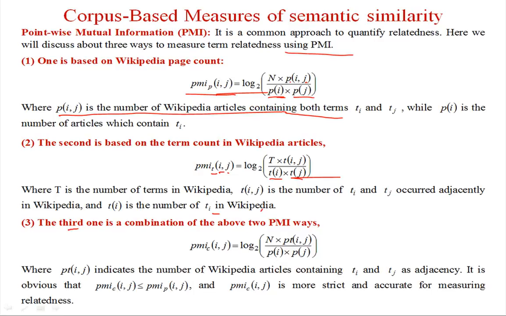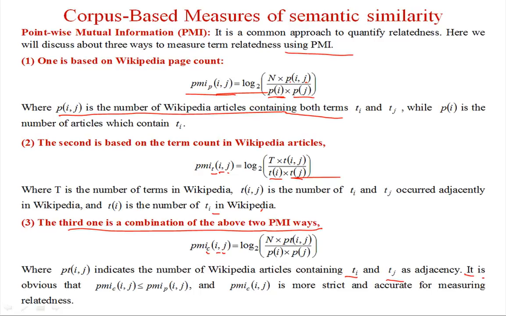The third one is a combination of the above two point-wise mutual information ways, and it is actually more powerful also. Point-wise mutual information based on the combined approach for terms i and j can be calculated as log base 2 of N times Ptij, where N is equal to the number of Wikipedia articles. Ptij indicates the number of Wikipedia articles containing terms Ti and Tj as adjacent.